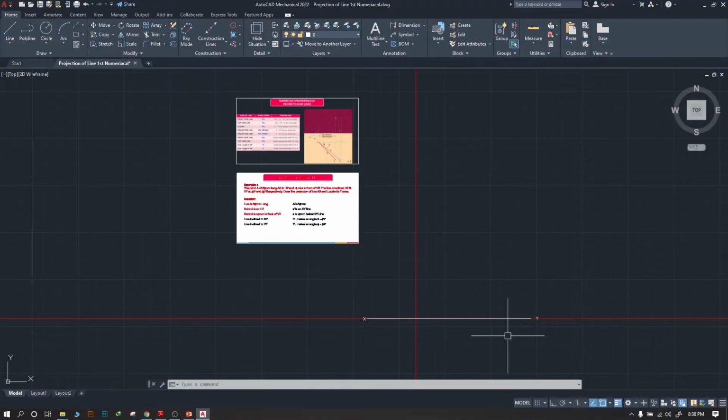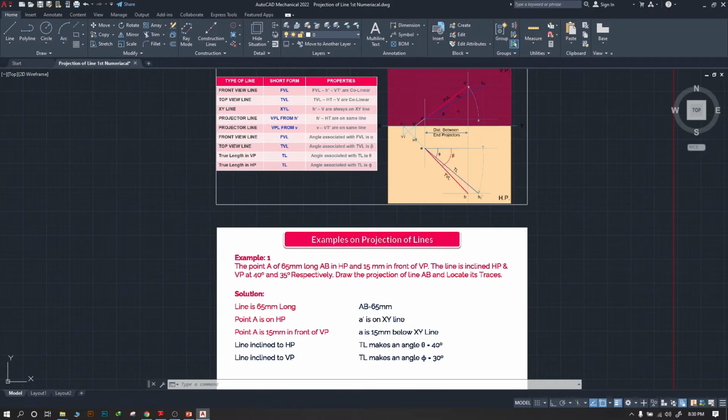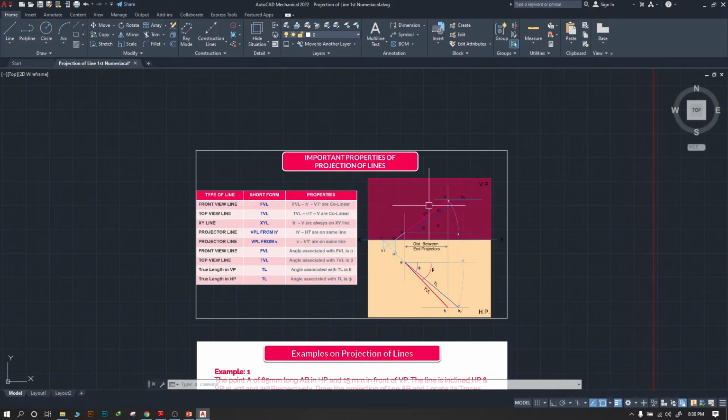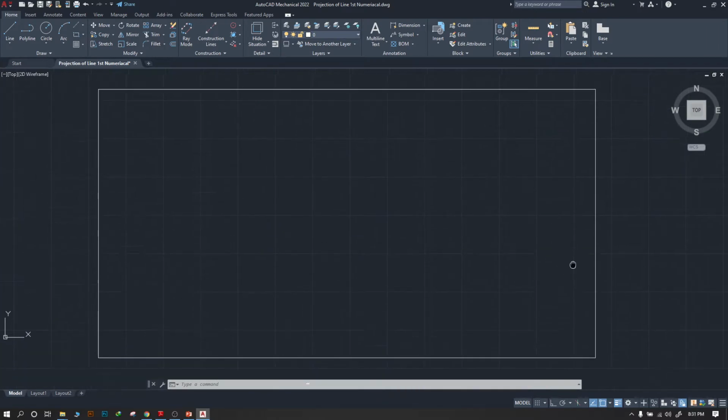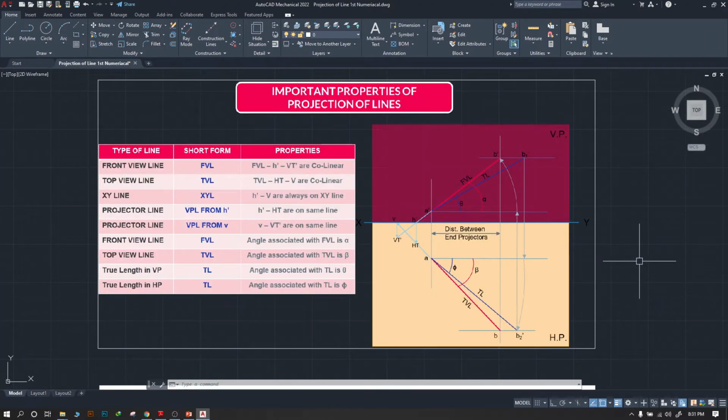So let us start the solution of the example. Here is the example on the projection of line, and here are some important properties which are required to solve this numerical or any numerical regarding the projection of lines and its traces. So let us start with the properties. On the first column of the table, I have mentioned the type of line. On the second column, the short form of this line, and third column is the properties.